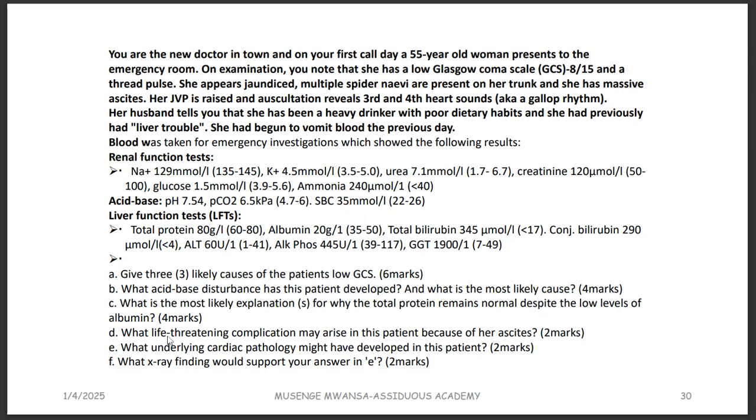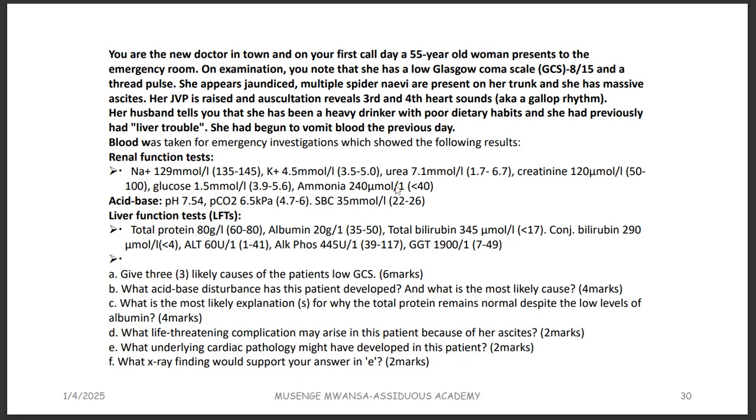What life-threatening complication may arise in this patient because of ascites? Remember when we were discussing, we said ascites can lead to spontaneous bacterial peritonitis because the bacteria will start moving out, going into the peritoneum, as the blood is moving out of these distended veins because of the heart failure that is happening. What underlying cardiac pathology might have developed in this patient?